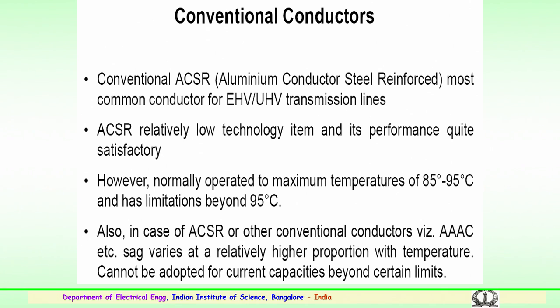The conventional ACSR, that is aluminum conductor steel reinforced, which we discussed in the earlier lecture, is the most common conductor used for EHV, that is extra high voltage, and ultra high voltage transmission lines. We know that ACSR is a relatively low technology, and its performance is quite satisfactory, and it has been used for several decades both in the country and in many other countries.